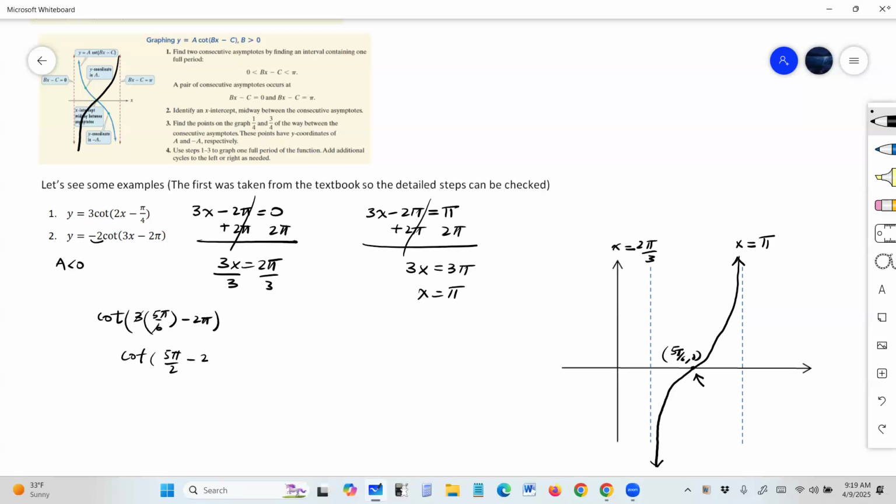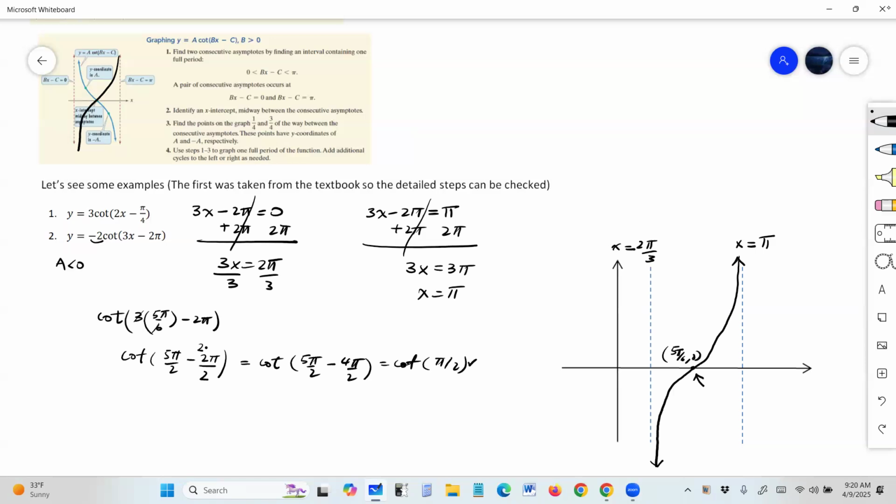5 pi over 2 minus 2 pi. We can find the common denominator, right? And then multiply the denominator by 2, multiply the numerator by 2. So this is cotangent of 5 pi over 2 minus 4 pi over 2, or cotangent of pi over 2, which is again the same as we had before. This is 1 over tangent of pi over 2, but tangent of pi over 2 approaches infinity. So 1 over tangent approaches 0. So this is okay, which means that our 5 pi over 6 is our x-intercept.